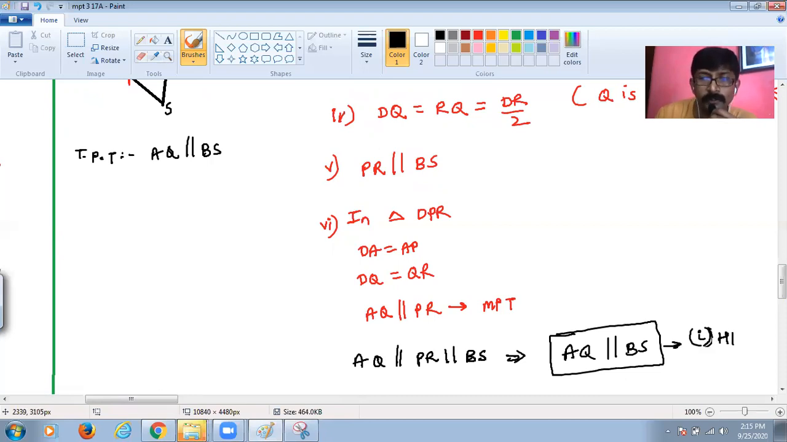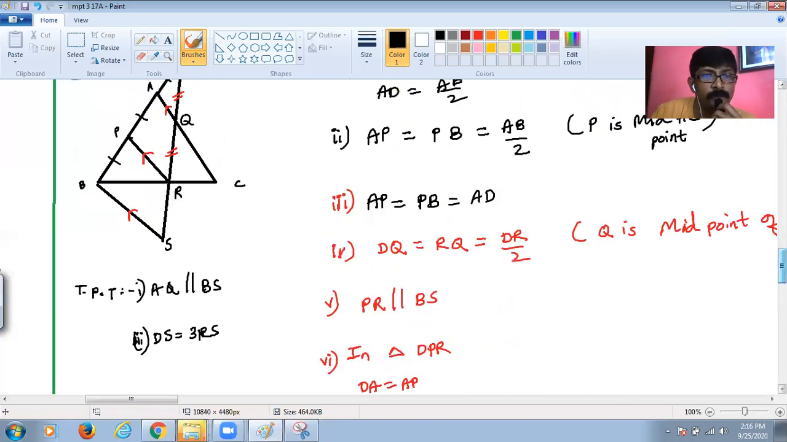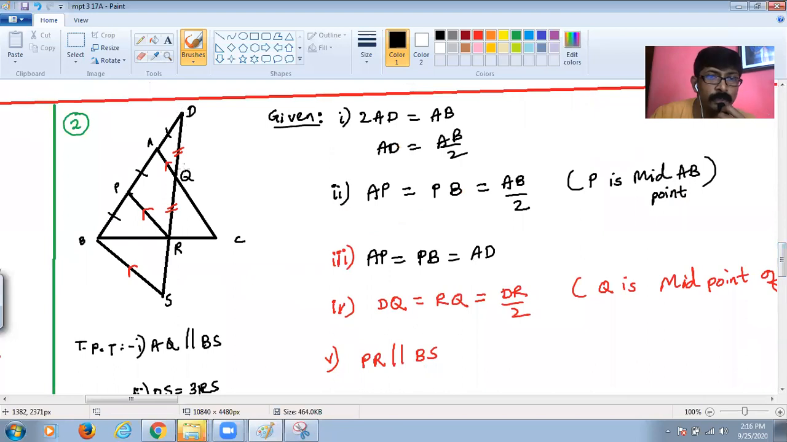Okay, and now a second proof is also required. What is the second part of the proof? DS is 3RS. We have to prove DS is equal to 3RS. This is our second requirement. We have to prove DQ is equal to QR is equal to RS. If we could prove that all three parts are equal, then we can say that DS is 3RS, isn't it?